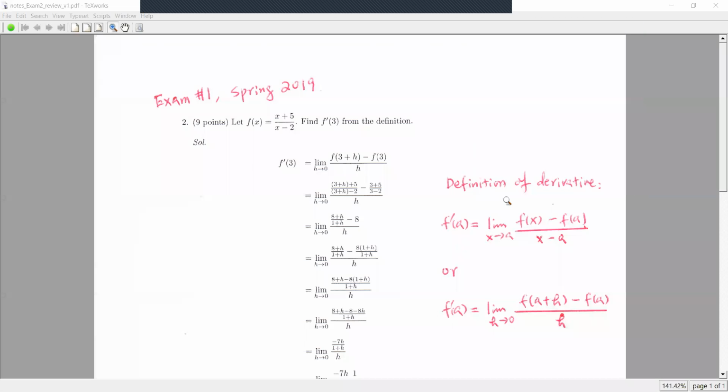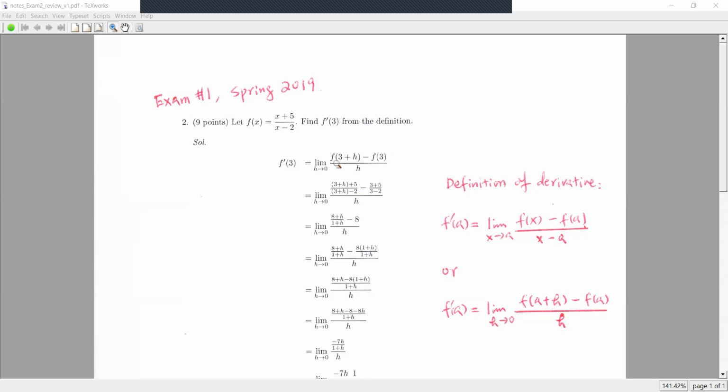The definition of derivative is these two formulas. The definition says that a derivative is a limit. Let me use this formula to compute the derivative in this problem. By this formula, the derivative of function f at point 3 is this limit.